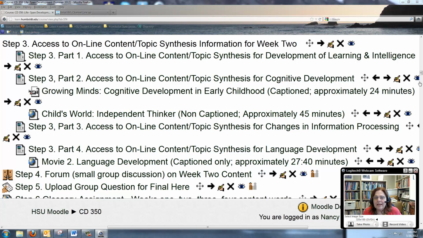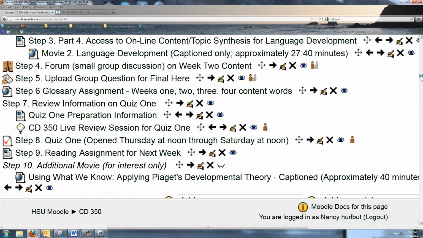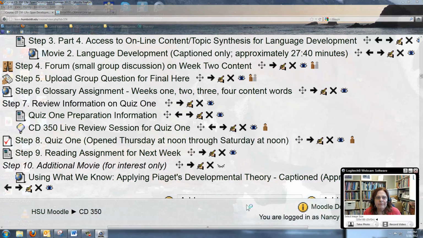And then, as with last week, you will have a forum. And again, I'd like to encourage you to post more often than on just one day. You must post at least twice on each part of the post. So this last week, week 1, you should have had at least 6 posts because there were 3 parts. And then the person in your group who uploads your final question, that will again be due. And of course, you will have a glossary word due like you did this week.